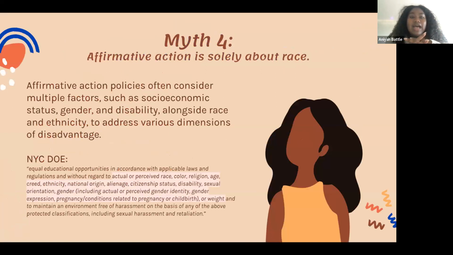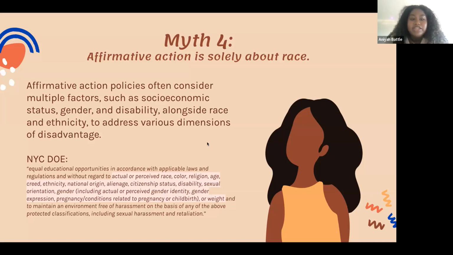And myth four, this is our last myth, is that affirmative action is solely about race. Affirmative action policies do consider race, but it doesn't stop there. Affirmative action is about supporting all people of minorities, and race is just one aspect where people may be a minority. So affirmative action supports socioeconomic status, gender and disability, and race and ethnicity. And this is only to address various dimensions, various aspects where we might see people suffering from some kind of discrimination or disadvantage.